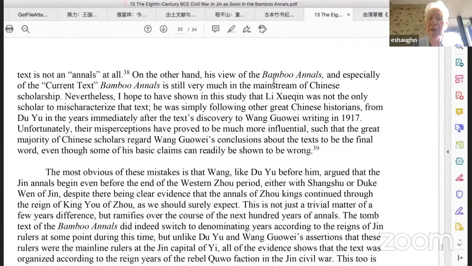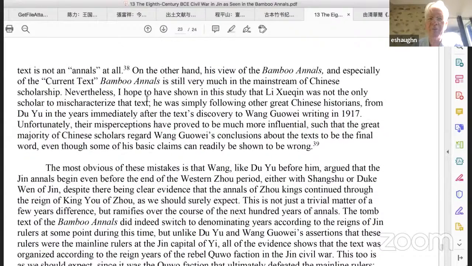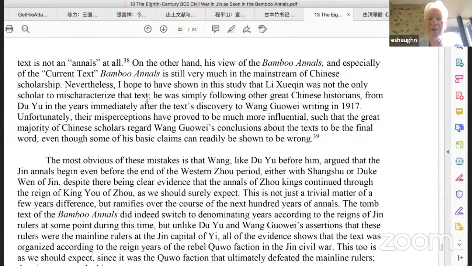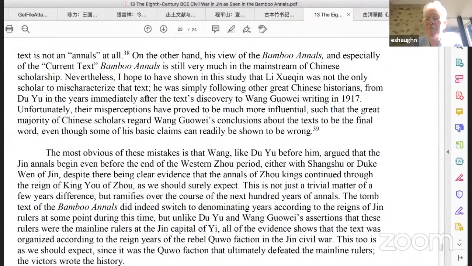On the other hand, his view of the Bamboo Annals, and especially of the current text Bamboo Annals, is still very much in the mainstream of Chinese scholarship. So I've been studying the Jinban Zhushu jinian now for 40 years, and I know very well that most Chinese scholars think that this is all a waste of time, because the Jinban Zhushu jinian is simply a late forgery and has no basis. What I'm trying to show with this, yet again, is that there is some historical basis to the Jinban Zhushu jinian.